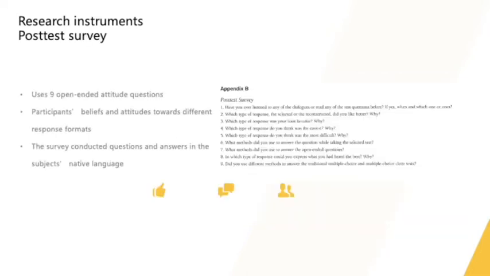The second research instrument is a post-test survey. The post-test questionnaire uses 9 open-ended attitude questions to investigate participants' beliefs and attitudes towards different response formats. In order to obtain a more accurate explanation, the survey conducted questions and answers in the subjects' native language, in this case Chinese.